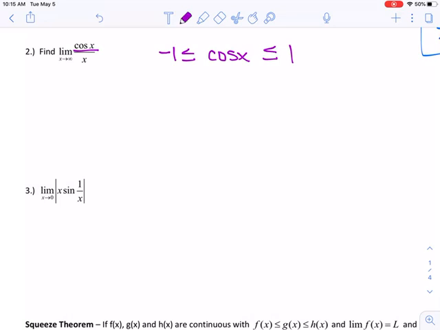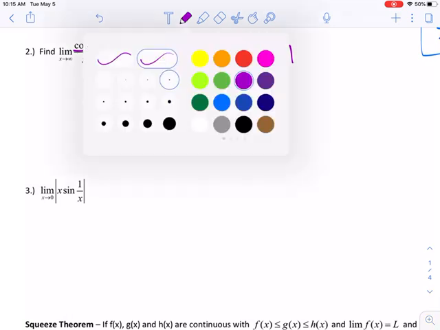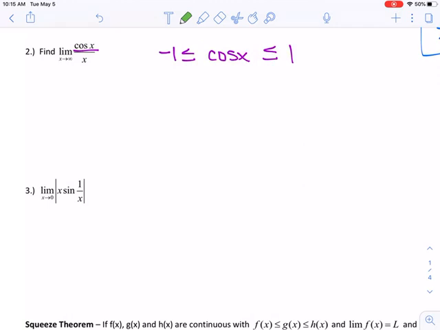I also know that I can multiply an equation or inequality, all the parts by the same thing. So since my x is approaching infinity, I'm going to choose to multiply everything in this inequality by 1 over x. And so if I do that, I now have negative 1 over x is less than or equal to the cosine of x over x, which is less than or equal to 1 over x.